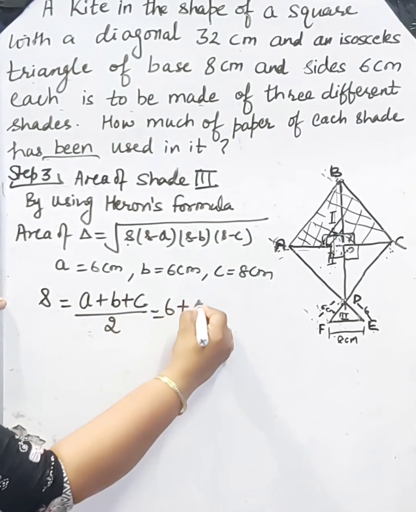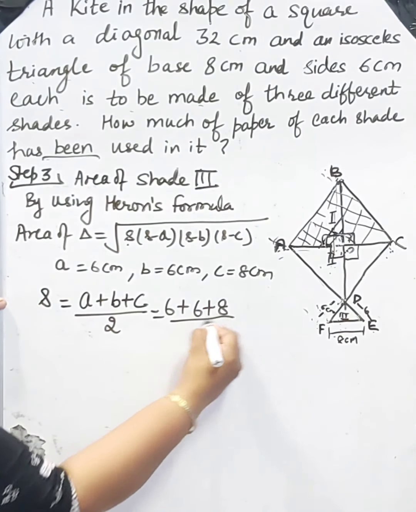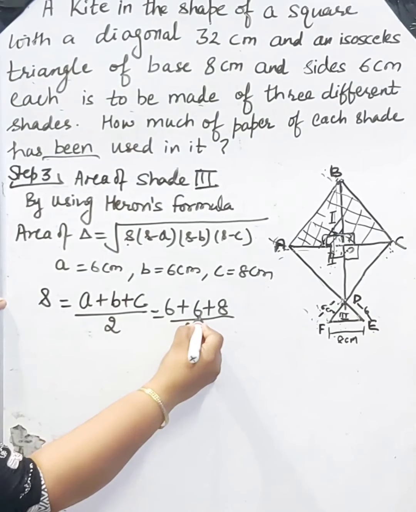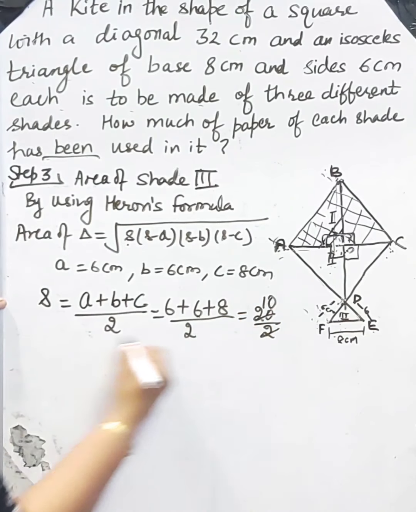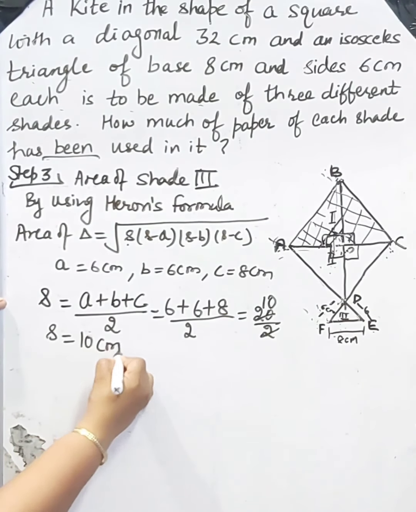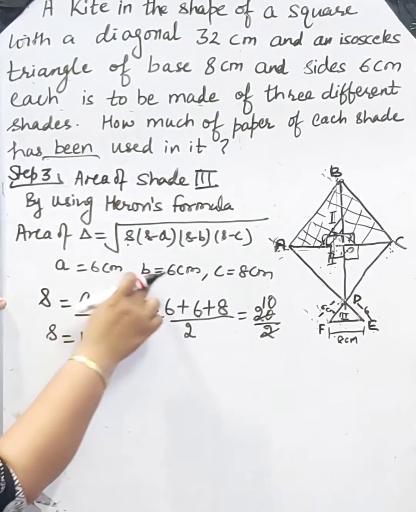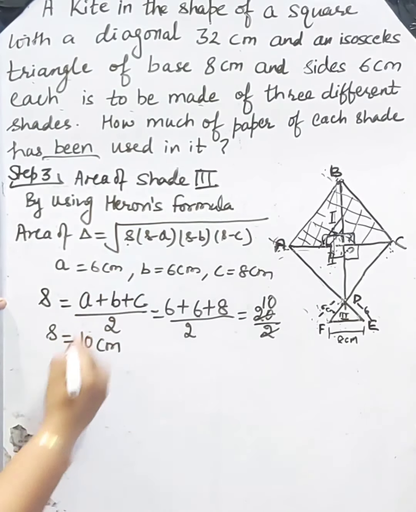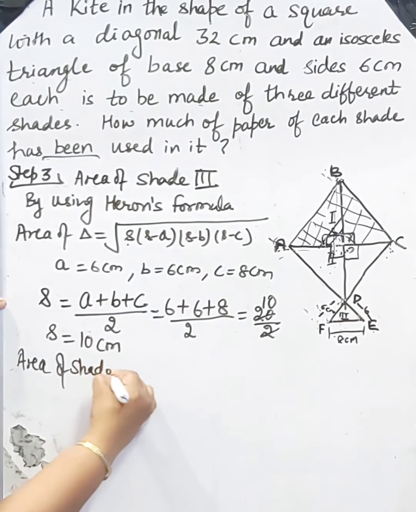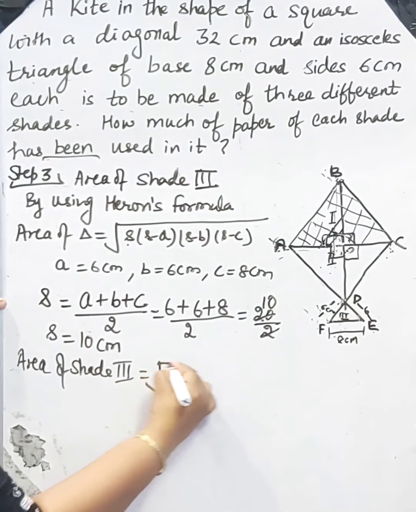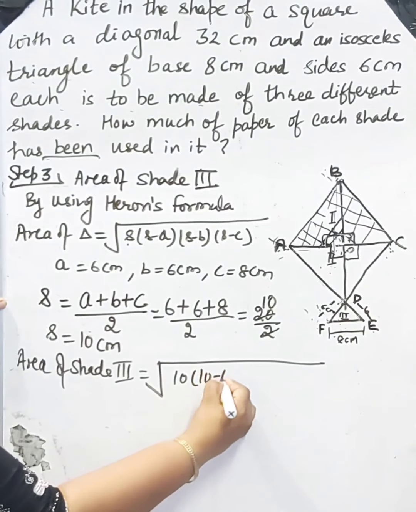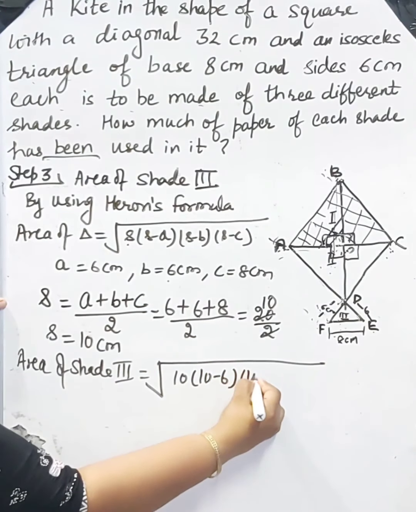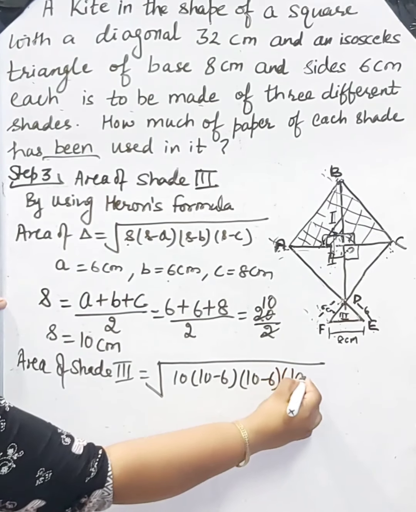A is 6, B is 6 and C is 8 centimeter. Now 6 plus 6 is 12, 12 plus 8 is 20. Divided by 2, S equal to 10 centimeter. Now in the next step we have to put the values of S, A, B, C under this square root. Area of shade 3 equal to under root S, S minus A, S minus B, S minus C.